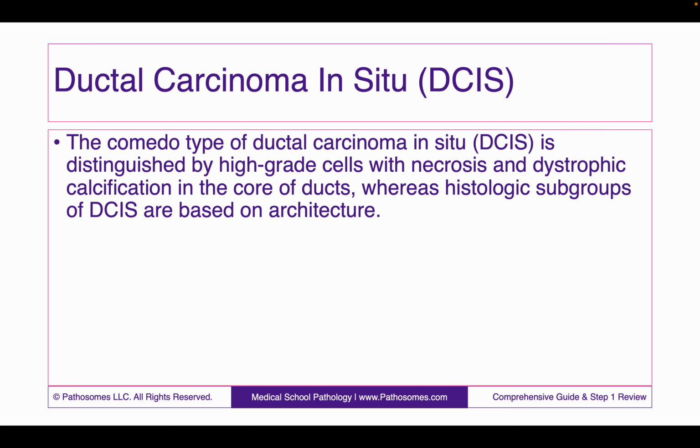The comedo type of ductal carcinoma in situ is distinguished by high-grade cells with necrosis and dystrophic calcification in the core of ducts, whereas histologic subgroups of DCIS are based on architectural features.